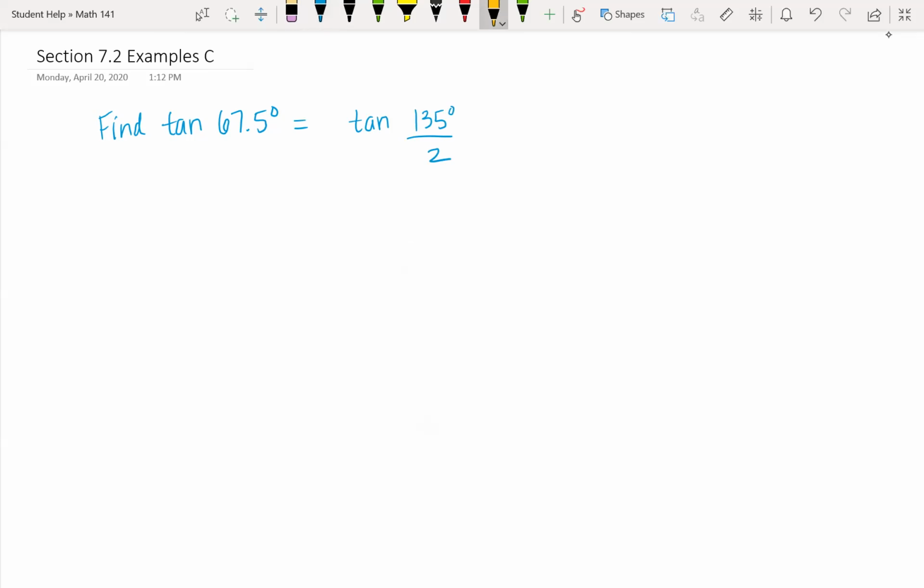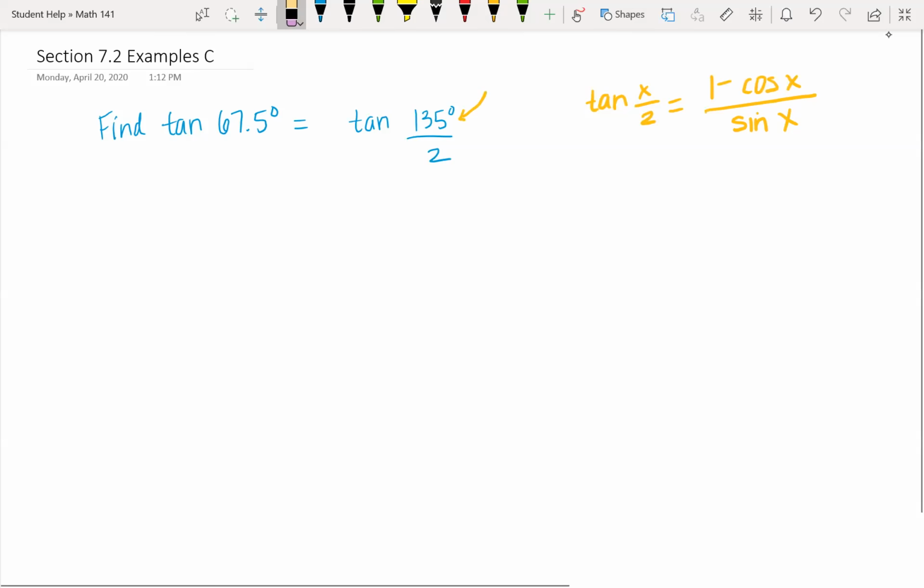The formula that we have is that the tangent of some angle that's being split in half is 1 minus the cosine of the original angle, and then divided by the sine of the angle. So in this case, x is 135. That's the part that we're going to be considering as x.